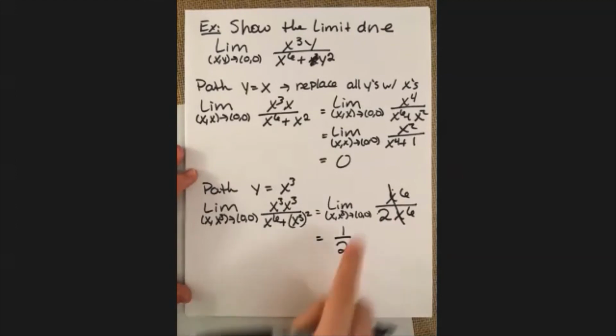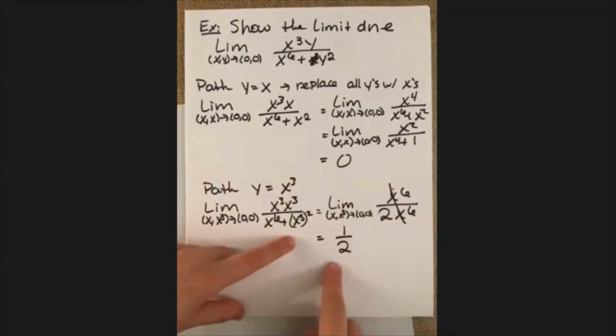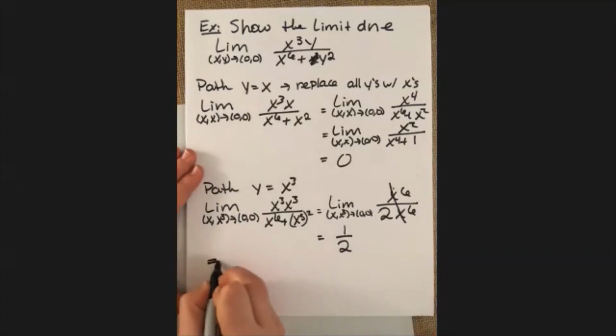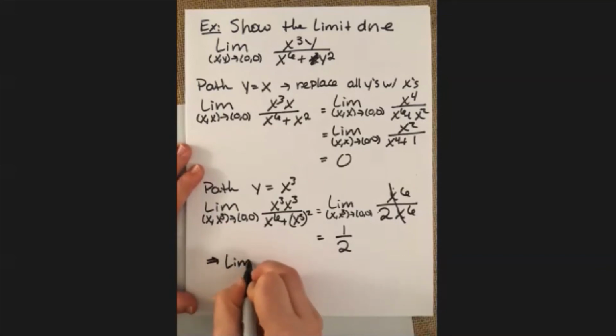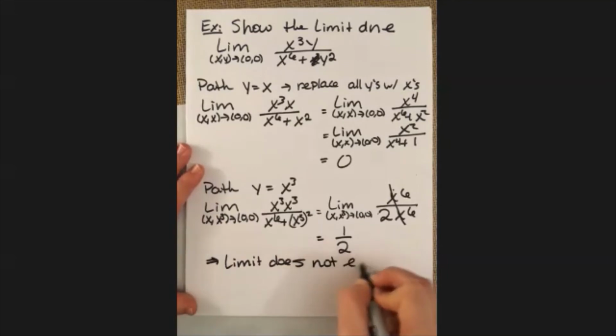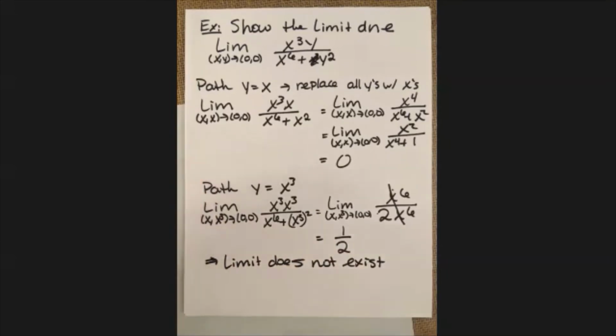Well, this limit is not equal to this limit. Even though it's the same function, approaching it from two different directions didn't give us the same result. This is a similar idea to the left-sided limits and right-sided limits that you learned in Calc 1, where you want those two sides to agree. Well, that's what we need here, but they don't agree. So the limit does not exist.